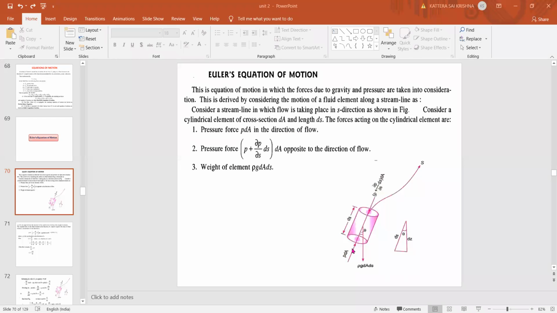One is the pressure force in the direction of flow, and one more pressure force acts in the opposite direction, from the opposite side. That pressure force is given by (P + ∂P/∂s ds) dA, that is, the pressure plus the change in pressure with respect to the distance ds, acting on the area dA. That is the second term: the pressure plus the change in pressure across the fluid element, times dA.